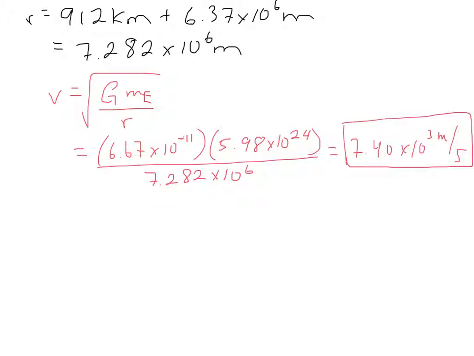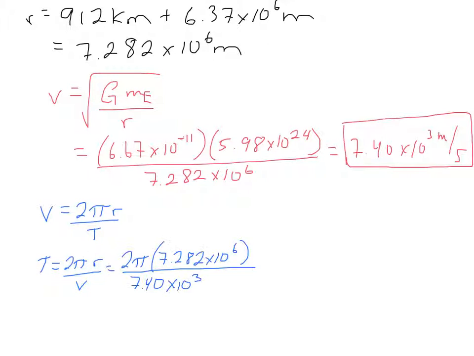But the question is also asking for period. And now that we know our speed, we can calculate our period by using the formula that our speed is going to be equal to 2 pi r over our period. When I rearrange that, I can say that my t is going to equal 2 pi r over my speed. And I can just sub in my numbers that I have here. So I have 2 times pi multiplied by my radius divided by the speed that I just calculated.